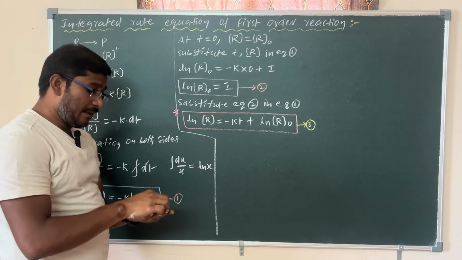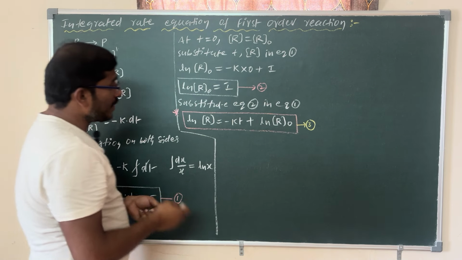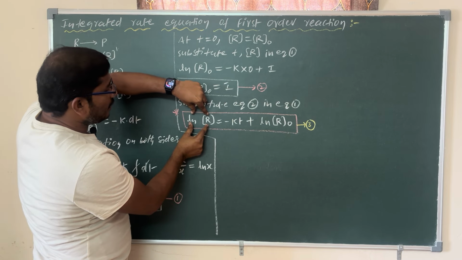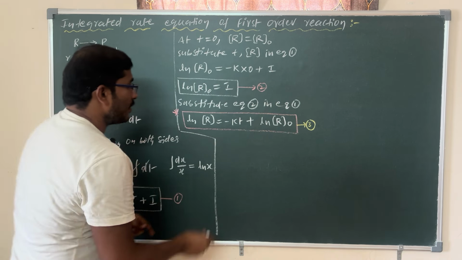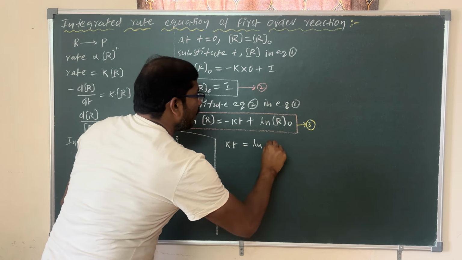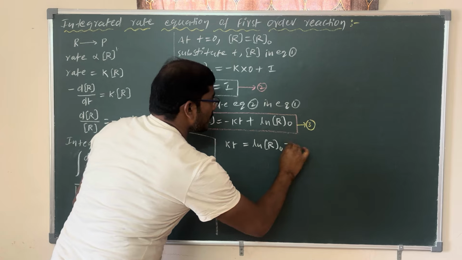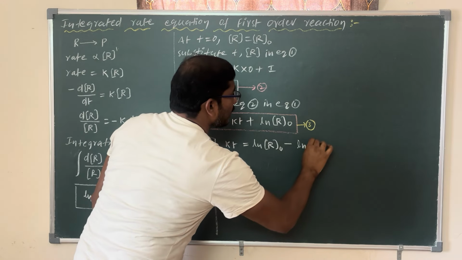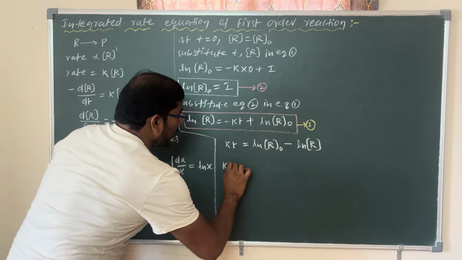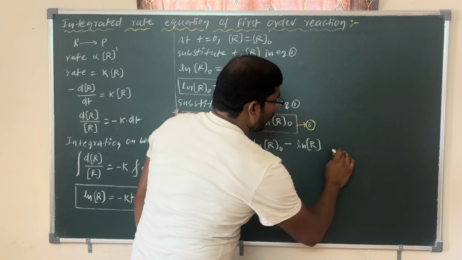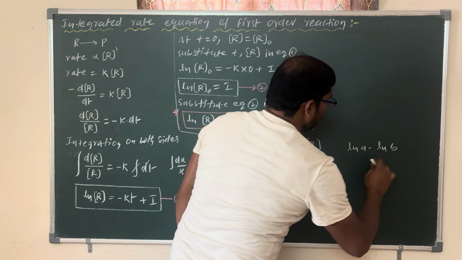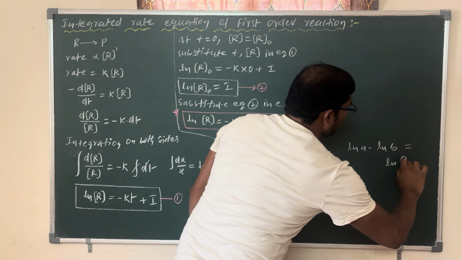Very important formula. After this, what I am doing here: minus Kt I am bringing to this side, it becomes plus Kt, and Ln concentration of reactants I am sending to the other side. So Kt is equal to Ln initial concentration of reactants minus Ln concentration of reactants. You have to keep this in mind. Now, here I am writing one formula: Ln A minus Ln B is equal to Ln A by B.